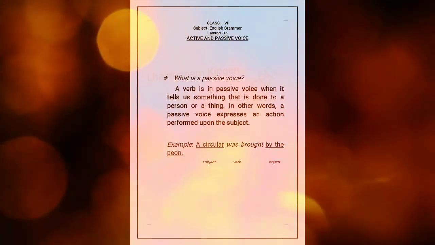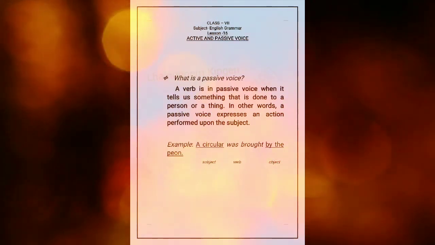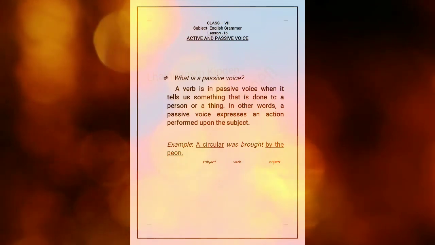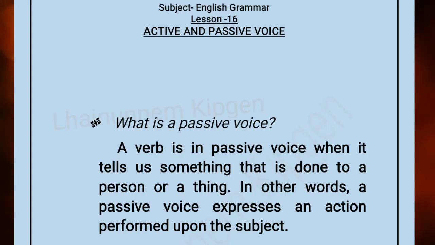Okay, as we have learned what is an active voice, now let us move on with the passive voice. What is a passive voice? A verb is in passive voice when it tells us something that is done to a person or a thing. So, in other words, a passive voice expresses an action performed upon the subject. In active voice, the action is performed by the subject, but in passive voice, the action is performed upon the subject. That is the difference.